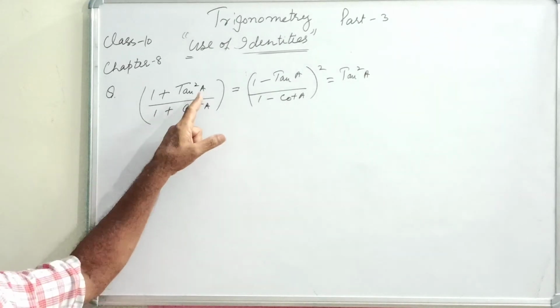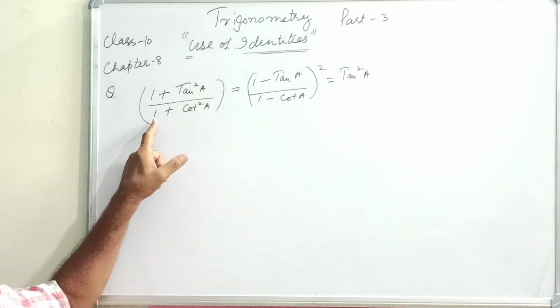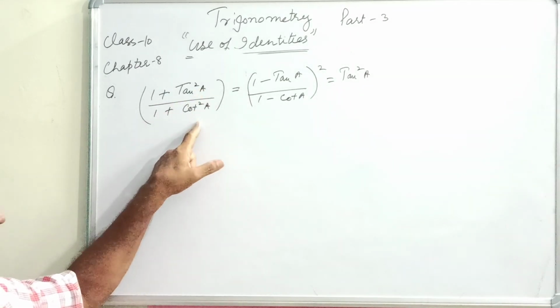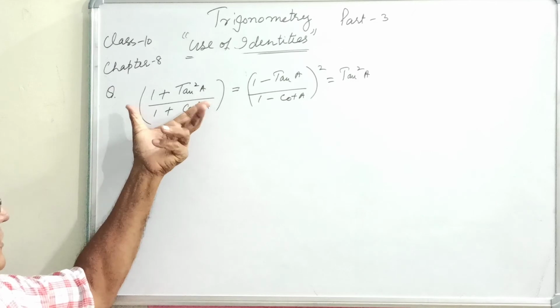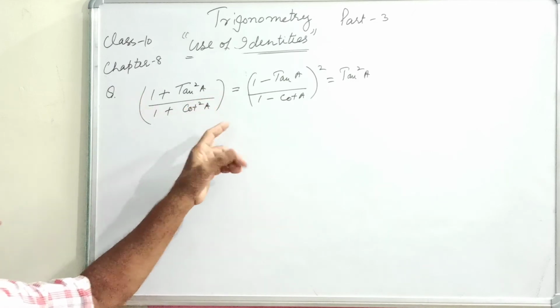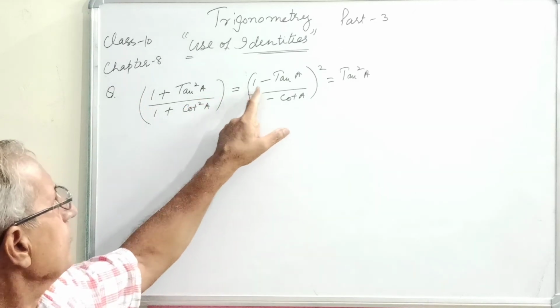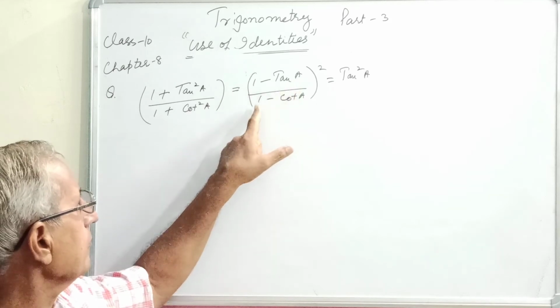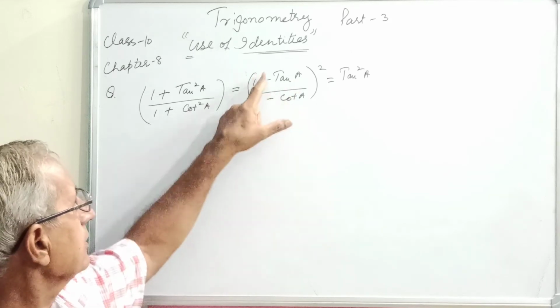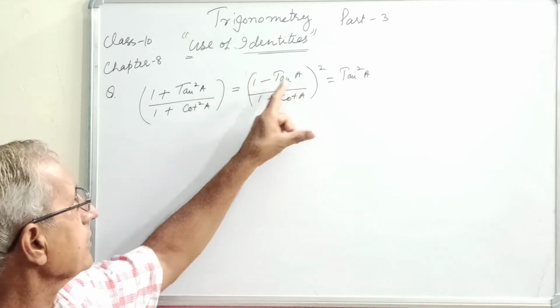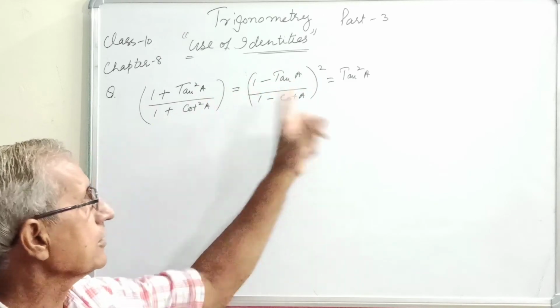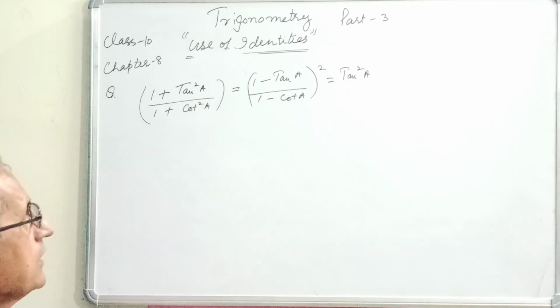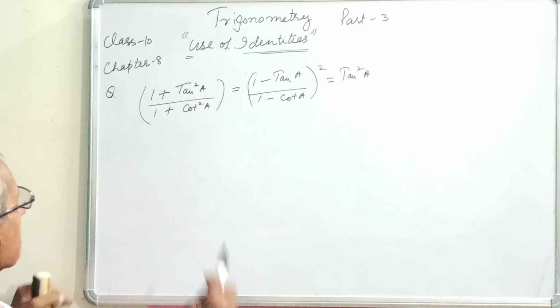1 plus tangent square A upon 1 plus cotangent square A, these two terms written in the bracket, equal to 1 minus tangent A upon 1 minus cotangent A, both in the bracket whole square, and that is to be proved equal to tangent square A. This question has 3 parts. So let us take first part.